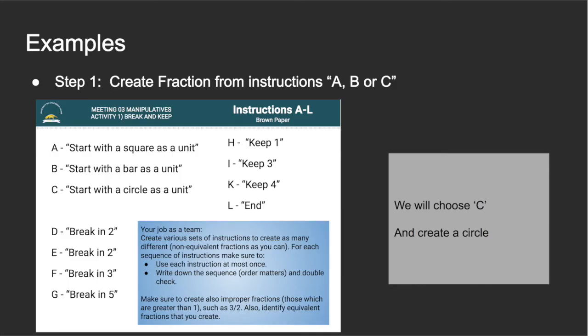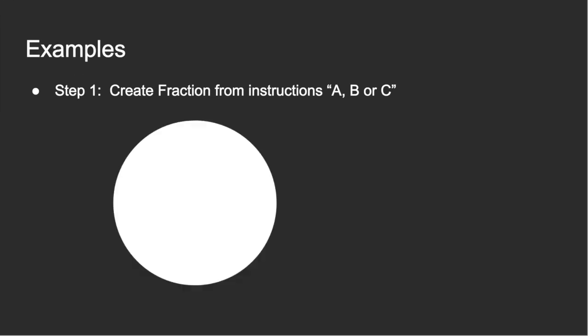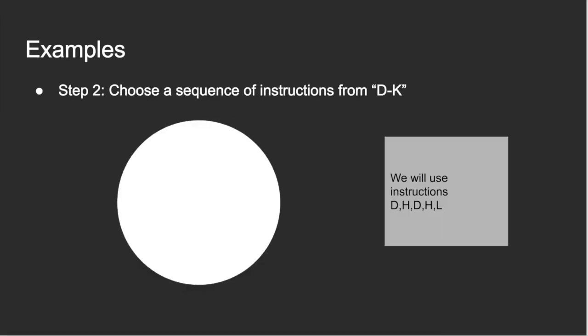To make the instructions more clear, let's go over an example. Step 1. Create a unit shape from instructions A, B, or C. In this case, we will choose C and make a circle. For step 2, you must choose a sequence of instructions from D to K. In this case, I chose DH, DH, L.